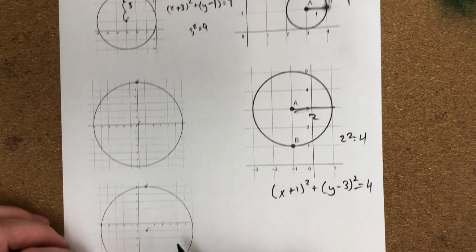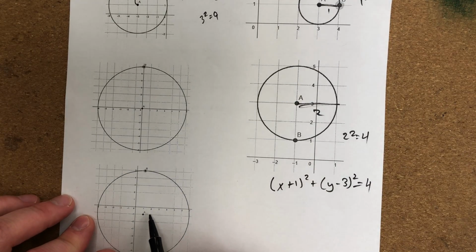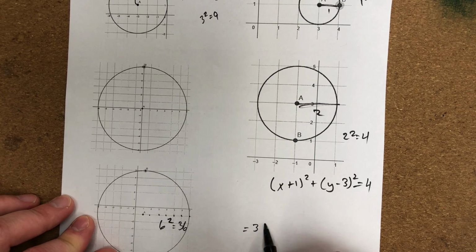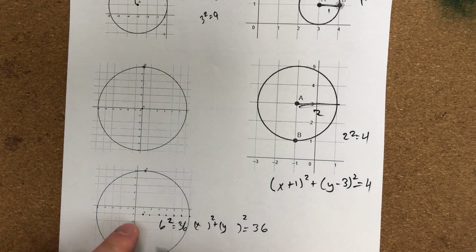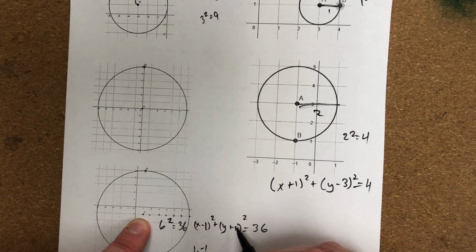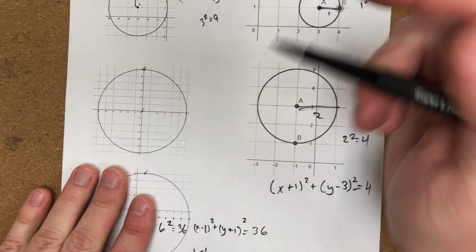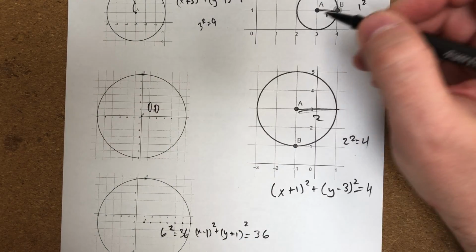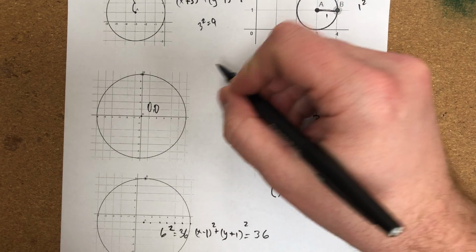And then let's see, last one, my radius is 1, 2, 3, 4, 5, 6. So 6 squared is 36. I know I'm kind of doing this in backwards order. It doesn't matter. All right, so my center is 1, -1. So the 1 turns into a -1, the -1 turns into a +1. All right, and last one. Okay, so this one, my center is 0, 0. My radius is 6, so it'll equal 36.